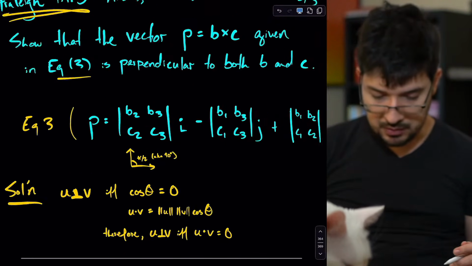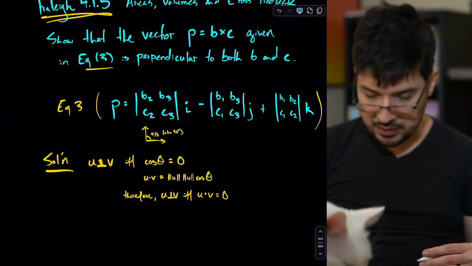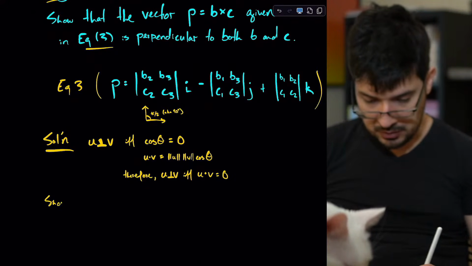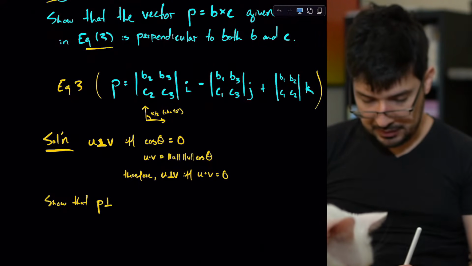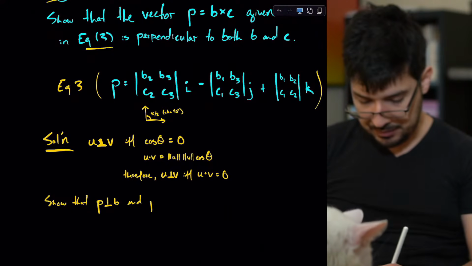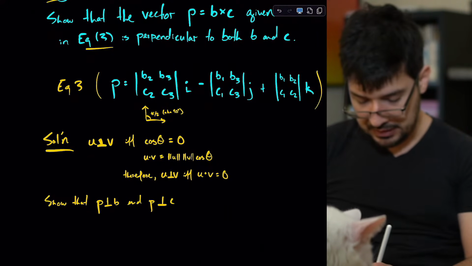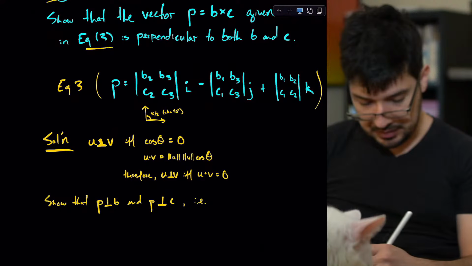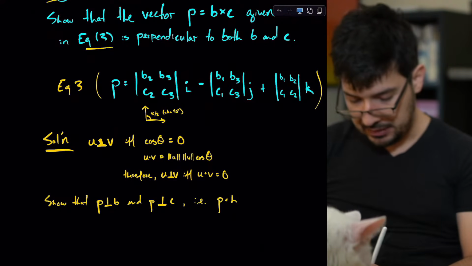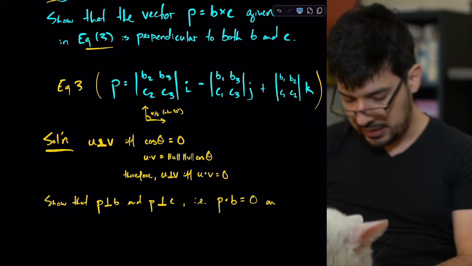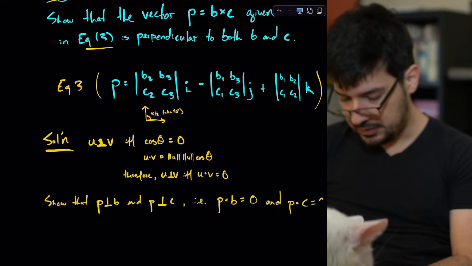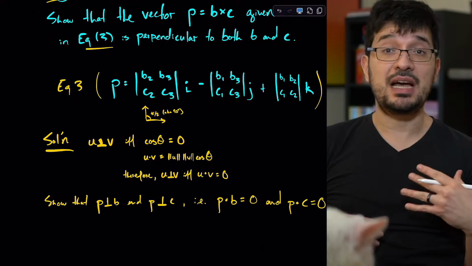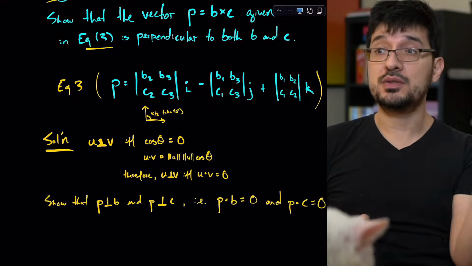Okay, so now this problem boils down to: show that P is perpendicular to B and P is perpendicular to C. In essence, P dot B is equal to 0 and P dot C is equal to 0. So when I say dot, I mean the dot product of these two vectors.